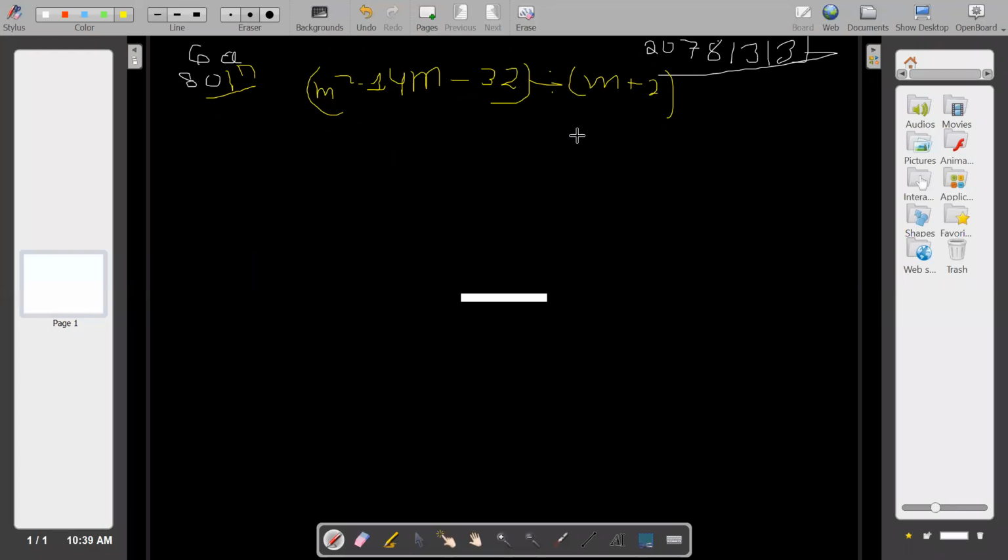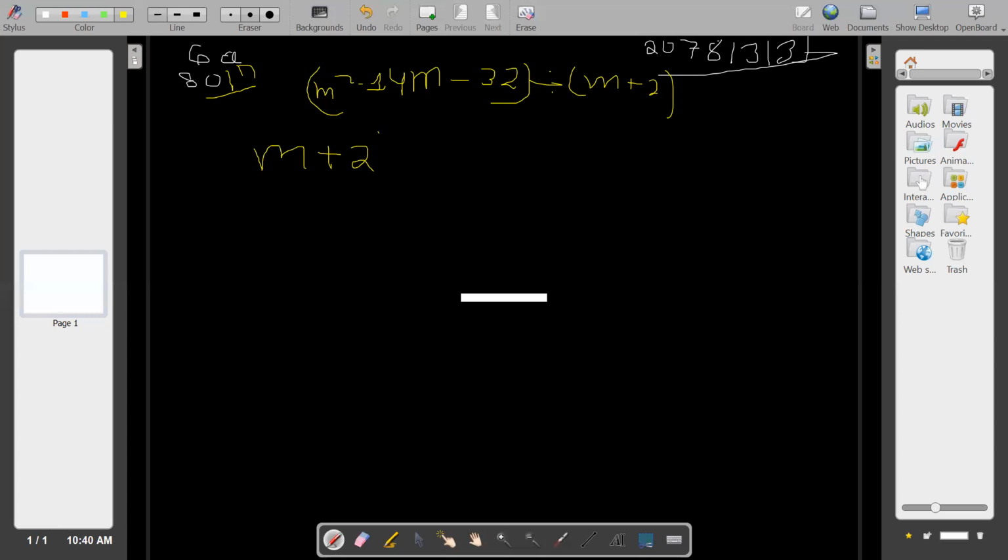Okay, now let's divide m square minus 14m minus 32 divided by m plus 2. Here we can use the factorization method, and by factorizing we can do it, but in class 7 we have not been taught to factorize. We have not learned to factorize. That's why we will use the ordinary method that we used in other division.